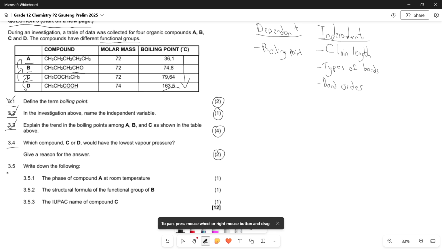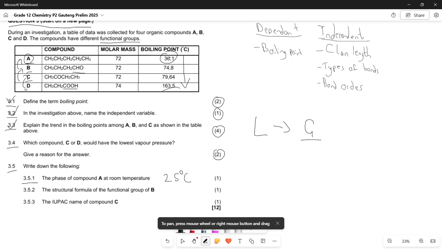And then 3.5 says write down the following. 3.5.1, the phase of compound A at room temperature. So compound A is over here, and room temperature is 25 degrees Celsius, which means that the boiling point is a little bit above 25 degrees Celsius. It's 36.1 over there, which means that boiling point implies the change from a liquid to a gas. So only above 36.1 degrees Celsius will it start changing from a liquid to a gas.